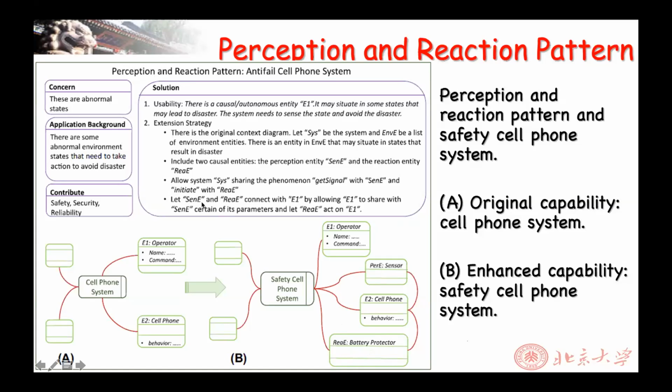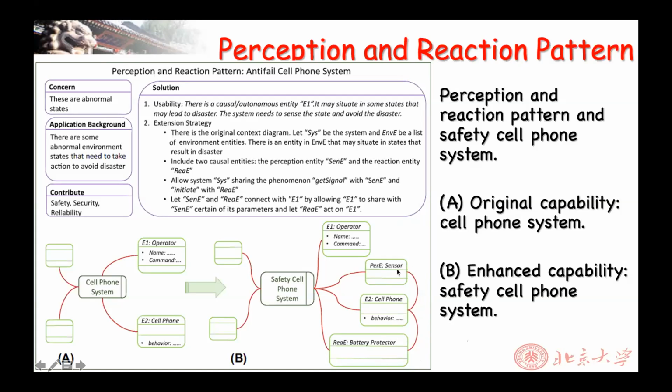And then let the sensor and the battery protector connect with the cell phone, allowing the sensor to sense the battery, and allowing the battery protector to control the battery. So there are two additional links between the environment entities.